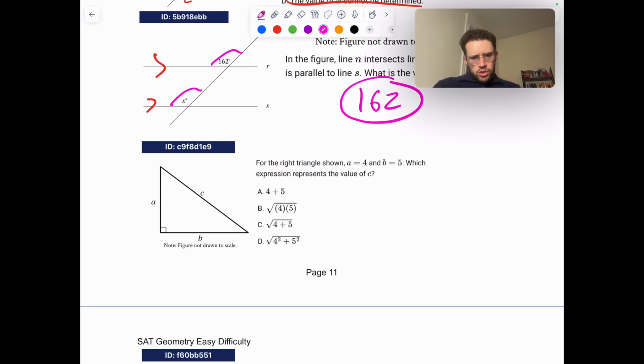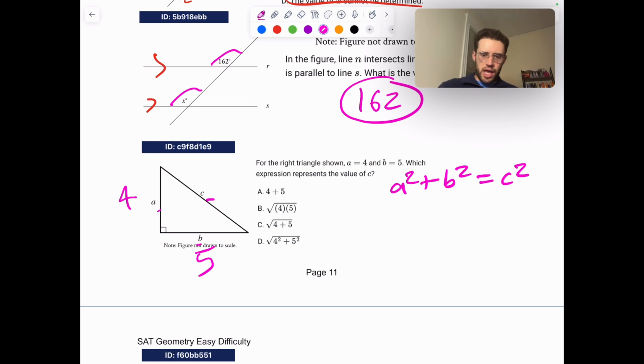For the right triangle shown, A equals 4, B equals 5, which expression represents the value of C? So it's just going to be doing the Pythagorean Theorem. A squared plus B squared equals C squared. They actually even label them that way, which is very nice of them. So A squared would be 4 squared, plus B squared would be 5 squared. It's equal to C squared. Now be careful. I guess they don't have the answer choice here. Some people might remember, 3, 4, 5 is one of the Pythagorean triples. So very common one.